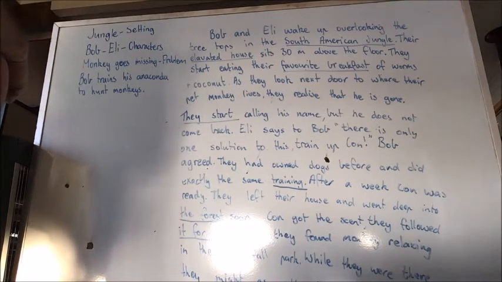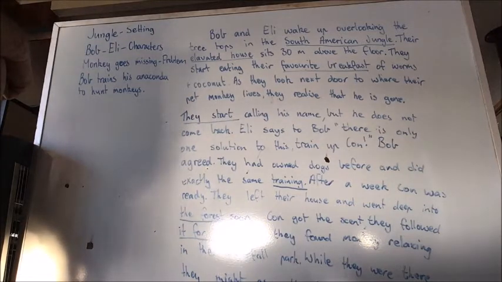So, my story. Bob and Eli wake up overlooking the treetops in the South American jungle. Their elevated house sits 30 metres above the floor. They start eating their favourite breakfast of worms and coconut. As they look next door to where their pet monkey lives, they realise that he's gone. They start calling his name, but he does not come back. Eli says to Bob, there is only one solution to this. Train up Con. Bob agreed.